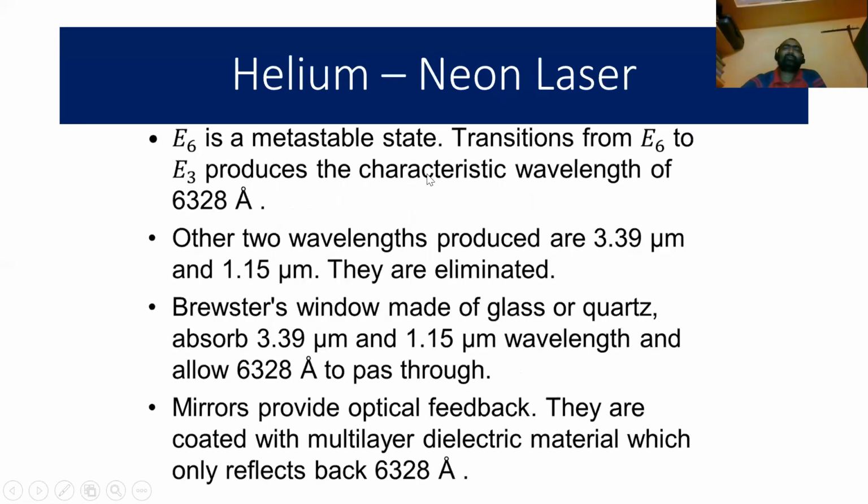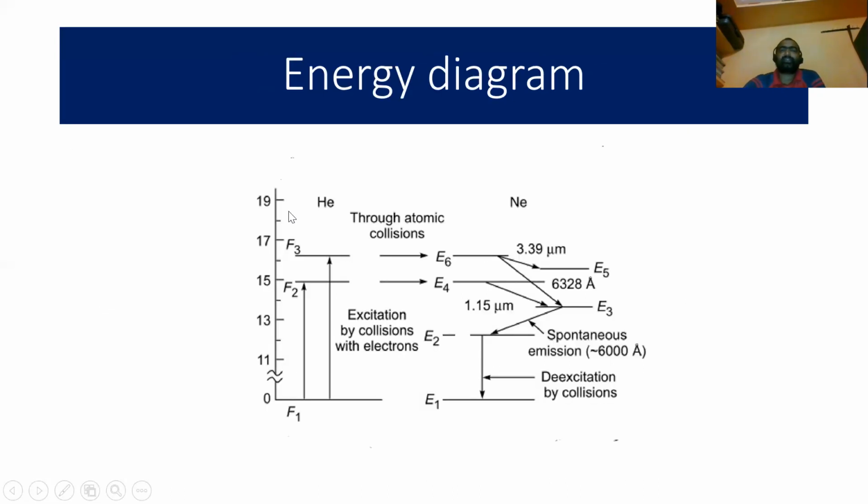So E6 is a metastable state. Transition from E6 to E3 produces the characteristic wavelength of 6328 angstroms. Metastable state means it has a long lifetime, which means neon atoms excited into the E6 energy level can spend a large amount of time there when compared to the normal energy levels. So E6 is called a metastable state.